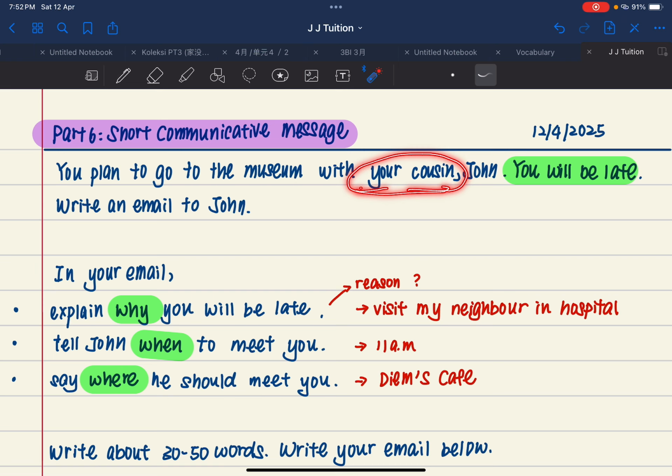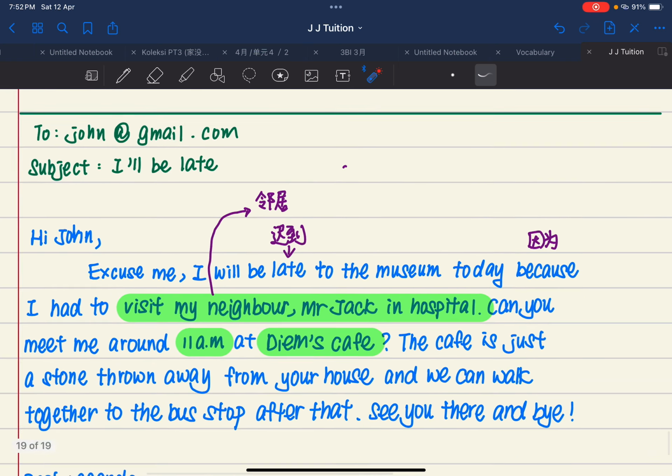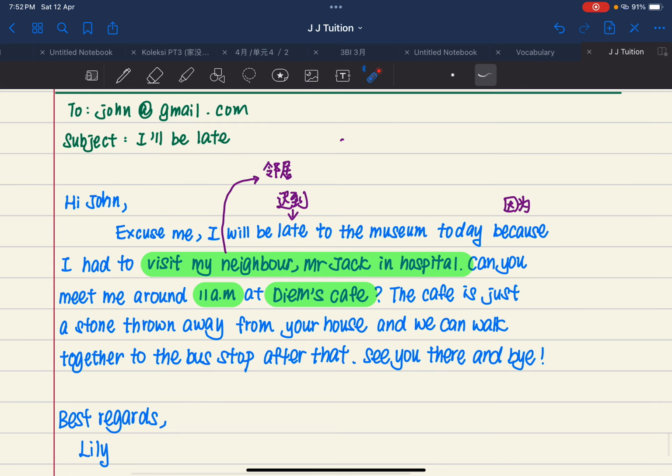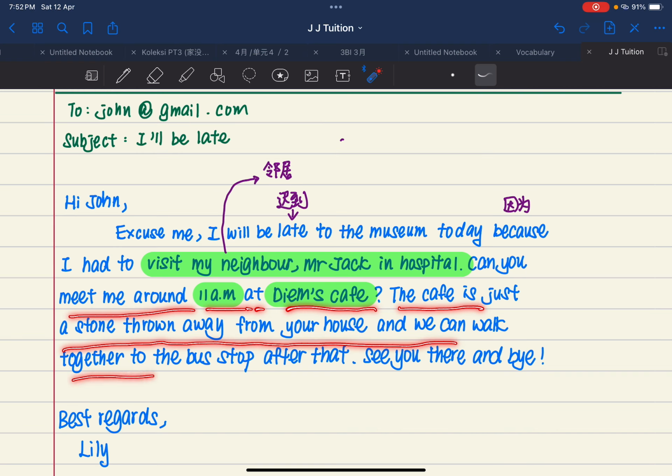Let me read it once. Hi John, excuse me, I will be late to the museum today because I had to visit my neighbor Mr. Jack in hospital. Can you meet me around 11 AM at Dim's Cafe? The cafe is just a stone's throw away from your house and we can walk together to the bus stop after that. See you there and bye, best regards, Lily.